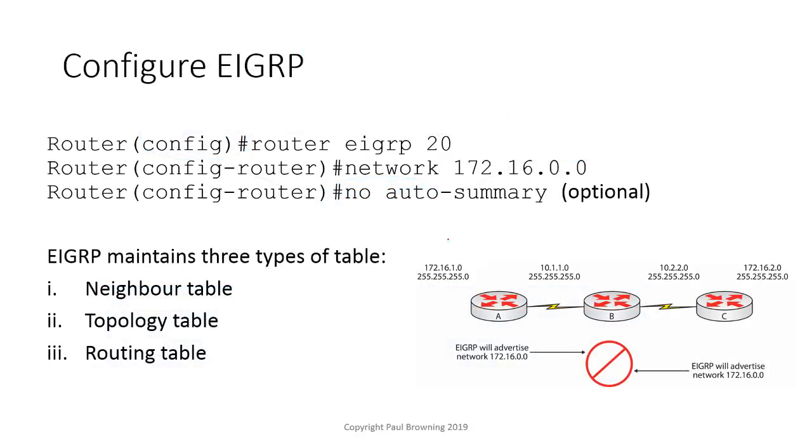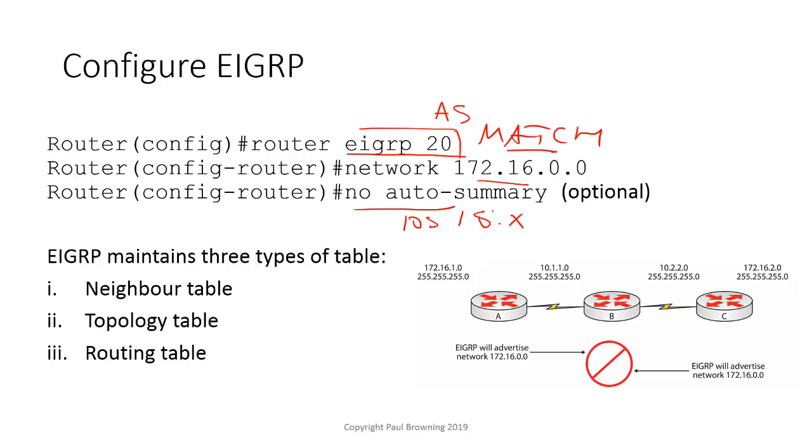The configuration is pretty simple. Your router EIGRP, your autonomous system. This has to match on all routers. OSPF it doesn't, but this does have to match. Your network number, you don't need a wildcard mask or a subnet mask here. The no auto-summary is on by default in IOS 15 and any IOS which is 15.0 and above. I've already mentioned the tables. It's got a neighbor table, a topology table, and then a routing table.